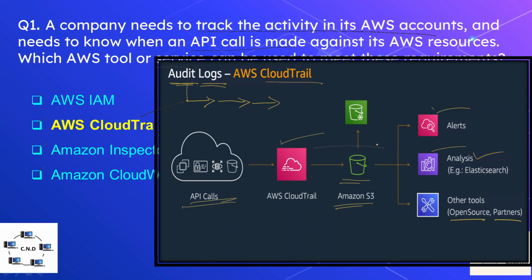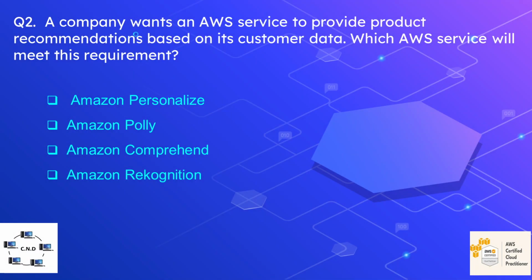analysis or analytics. Question number two is that a company wants an AWS service to provide product recommendations based on its customer data. Which AWS service will meet this requirement? And the options are option A, Amazon Personalize, option B, Amazon Polly, option C, Amazon Comprehend, and option D, Amazon Rekognition. And the correct option is Amazon Personalize.